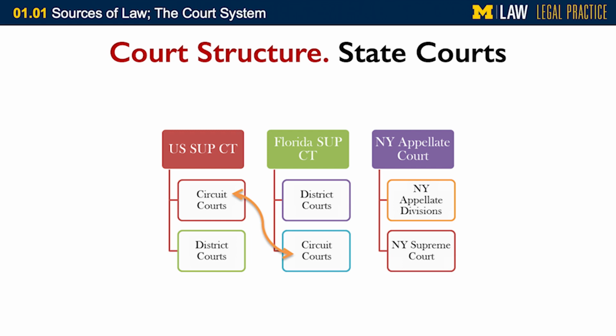One of the most critical is the name of the courts. In the federal court system, the term circuit court refers to that intermediate level appellate court. However, in Florida, and actually in many states, the name circuit court refers to their trial court. And in New York, the trial court is actually named the Supreme Court, whereas the highest court is confusingly called the New York Appellate Court. So, when you are reading cases, it is important to understand that the names of the courts don't always tell you which level of court you're in.